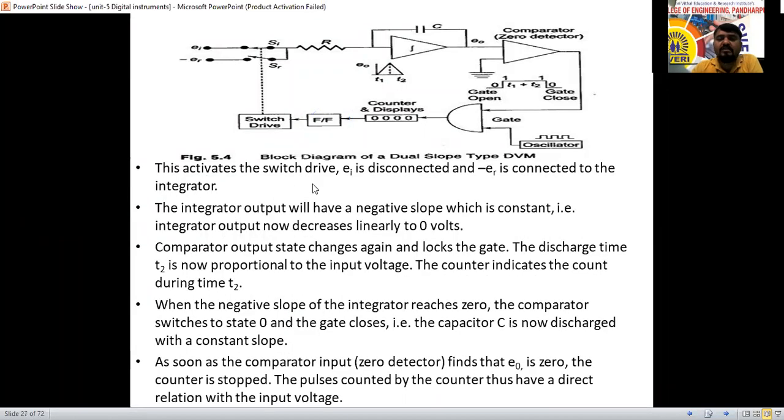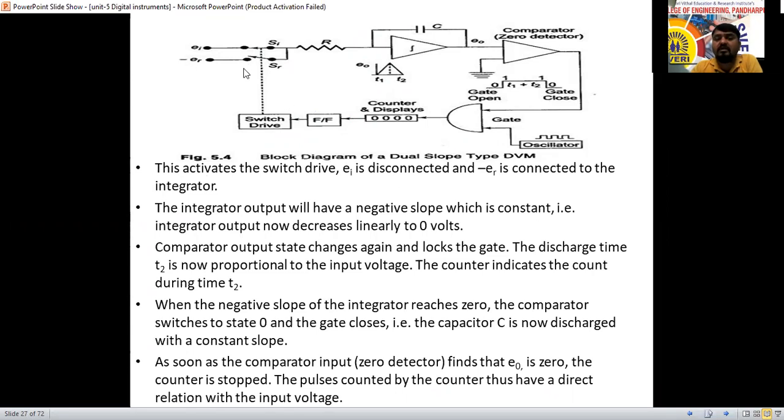So this activates the switch drive, and EI is disconnected here now. It will activate that EI is disconnected. If it is high, then what will happen? High continues here now. So it is going to disconnect to get the 0 output here now. EI is disconnected and minus ER is connected to the integrator.